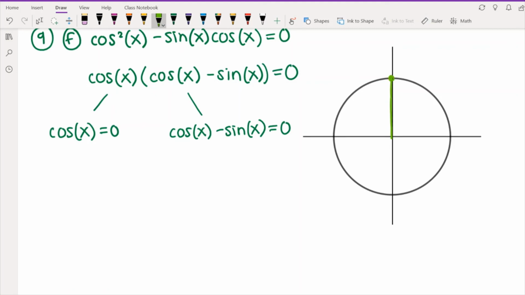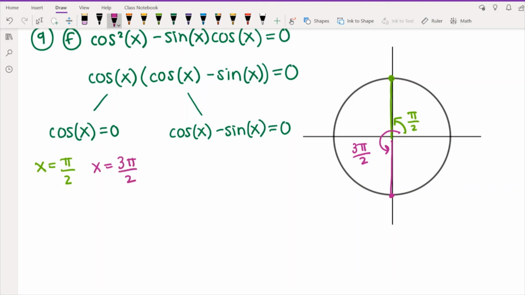So one possible answer would be here, right? If we go to an angle of pi over 2, that would be one possible solution. And then another angle that would work would be 3 pi over 2, right? Because if you go to an angle of 3 pi over 2, it also has an x coordinate of 0. So cosine is also equal to 0. So we already have two solutions.